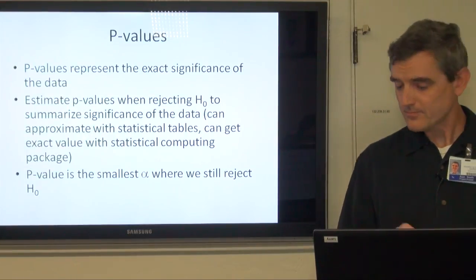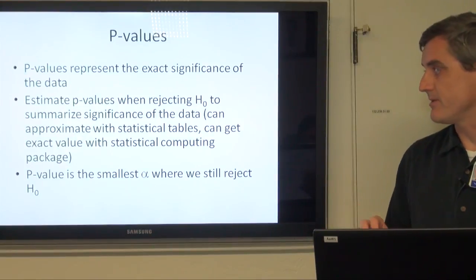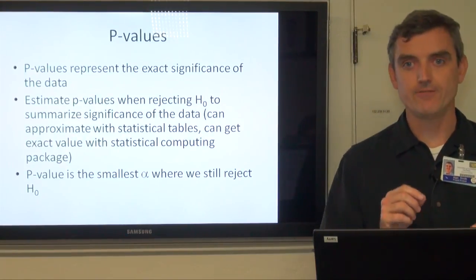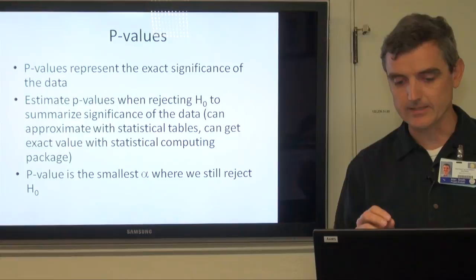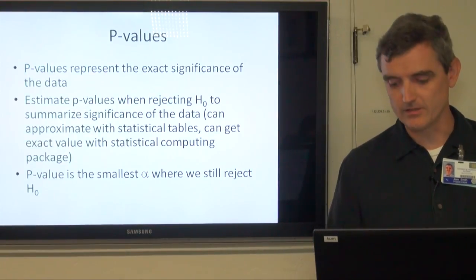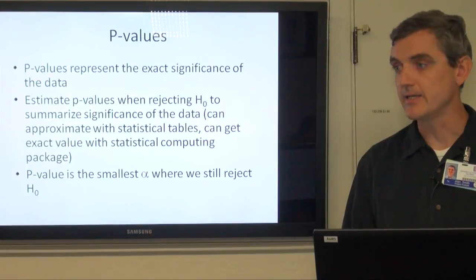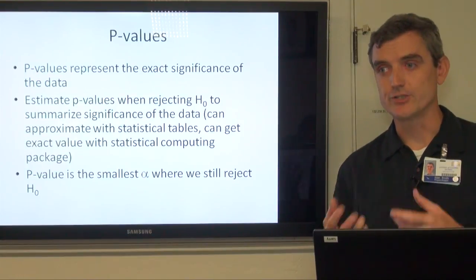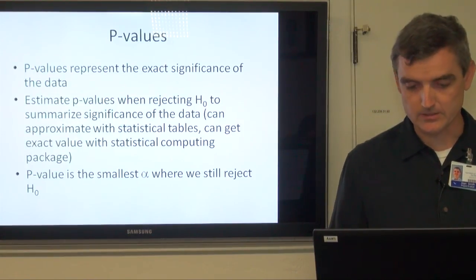One way of thinking of the p-value is it's the smallest level of alpha, and I don't think I got into what alpha is yet, but I will, where we will still reject the null hypothesis. Alpha is the probability of falsely rejecting that null hypothesis when you really shouldn't.